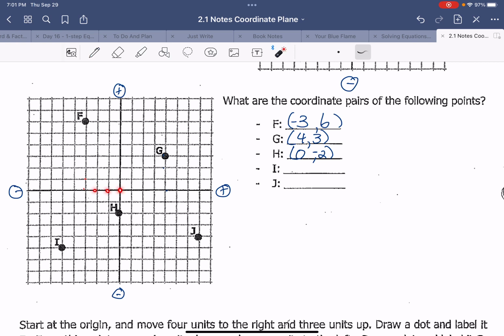For I, I'll start at my 0. I'm going to go 1, 2, 3, 4, 5. So I should have -5. And we're going to go 1, 2, 3, 4, 5. That's nice. -5, -5. And the last one, J, right here. I'm going to go 1, 2, 3, 4, 5, 6, 7 in the positive direction, and 1, 2, 3, 4 in the negative y direction. And those are my coordinate pairs for the following points.